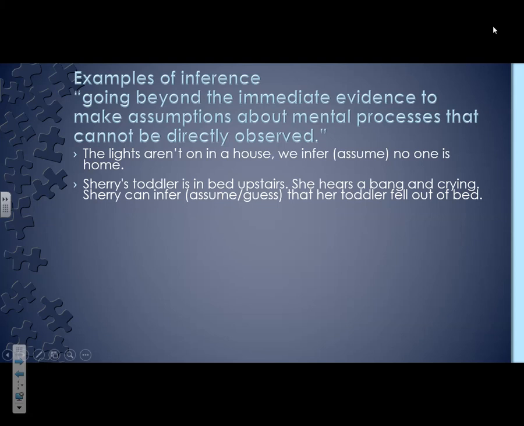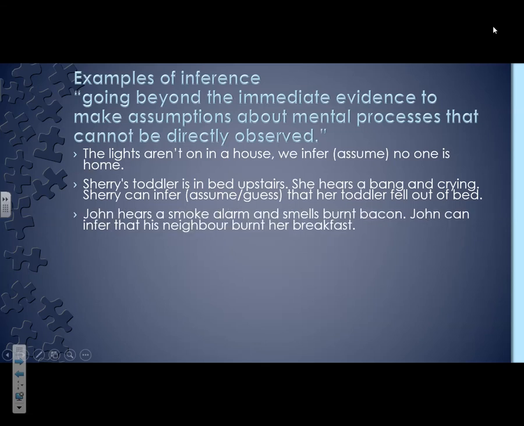We've got a toddler upstairs in bed. She hears a bang and crying. Sherry infers that her toddler fell out of bed. She hasn't directly observed it. She couldn't see it happen. She's not got CCTV footage in her toddler's bedroom, but she hears a bang, she goes upstairs, and the toddler is on the floor. She didn't see the process happen, but she can assume from the information that she's got.